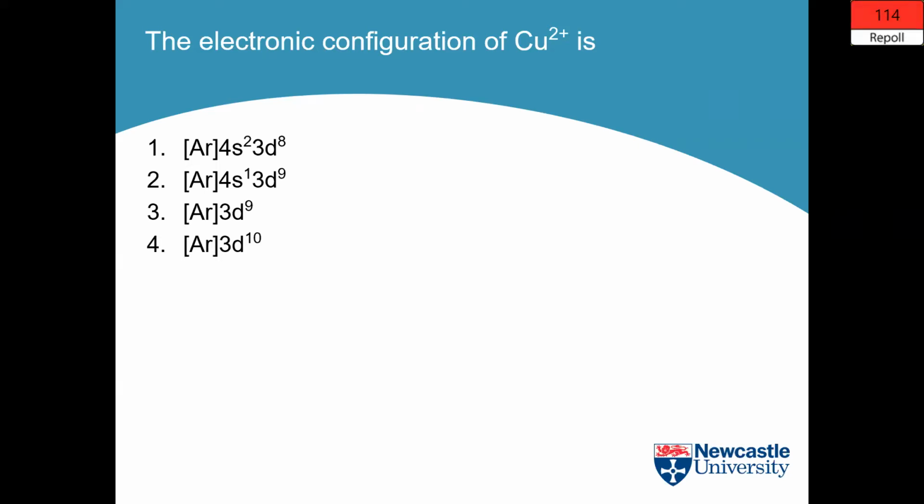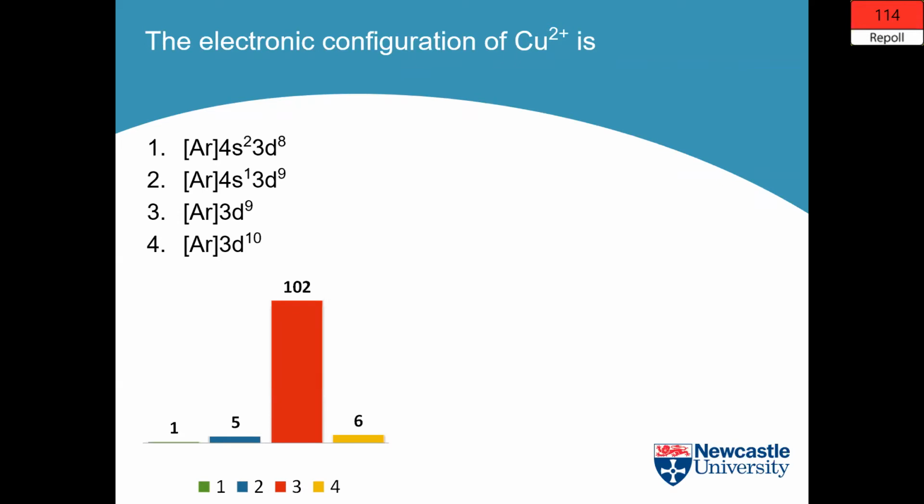Okay, let's see what we've come up with. Most of you have gone for number 3, and yeah, it is indeed 3, not D9. So remember, copper's the other exception to the ground state. It's 4s1 3d10, but you lose the 4s and you lose one of the Ds, so it's 3d9. And that's of course why copper 2+ is a transition metal and it's coloured. It's an incomplete D shell.